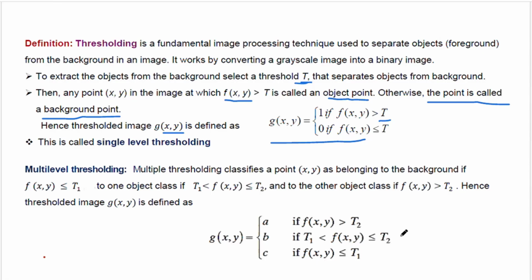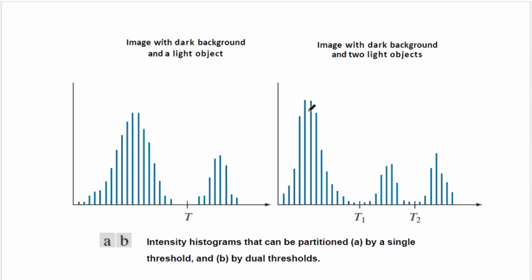See, I'll explain these two concepts, single level thresholding and multi-level thresholding, using the histogram. See the histograms. The first histogram is a histogram of an image with a dark background and a light object. You know the histogram: the x-axis is intensity and the y-axis is the number of pixels having that intensity. See here, this x-axis is intensity.